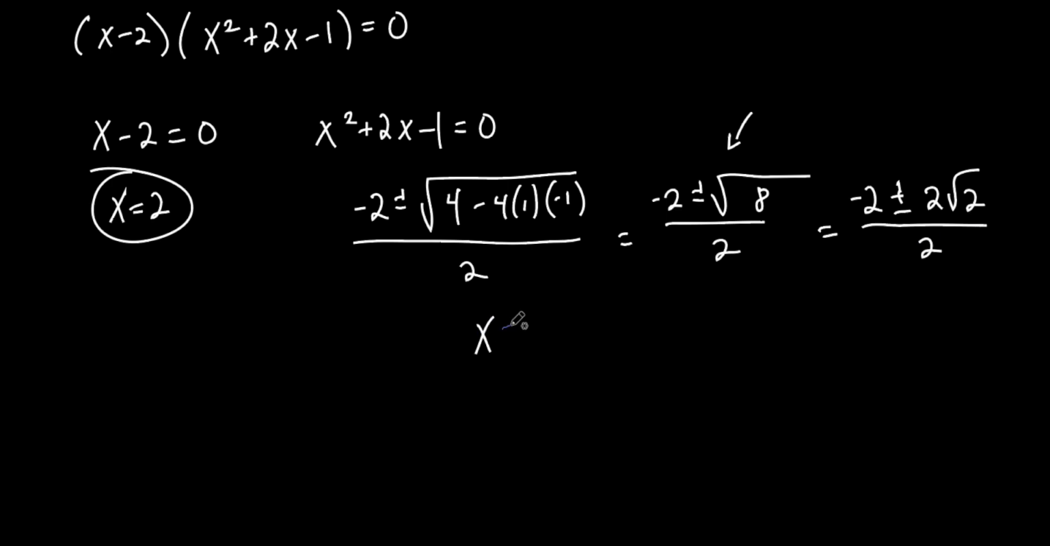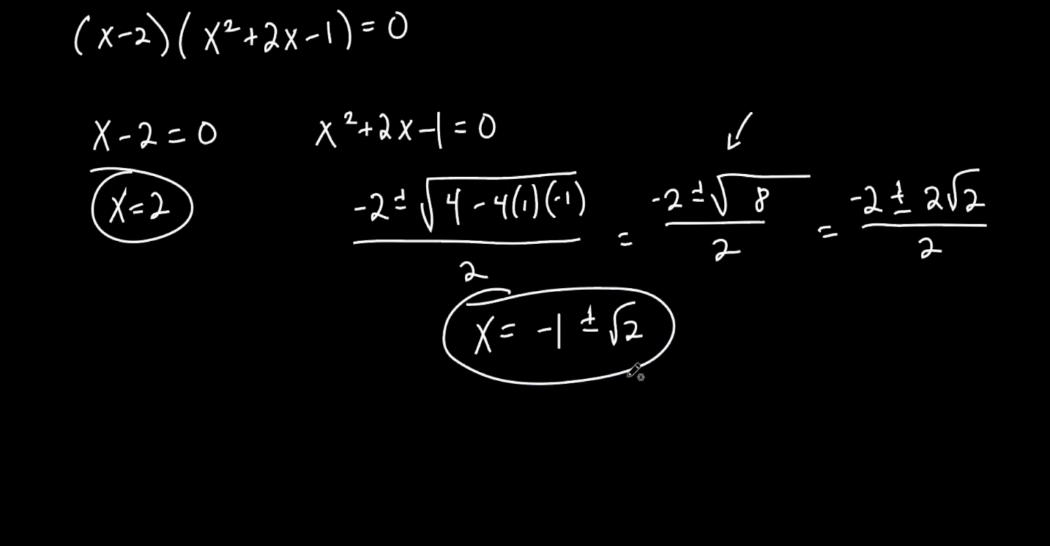We're almost done. X equals, what happens here? That's negative 1 plus or minus, that cancels with that, and then I got square root of 2, and that is my answer. Should have 3 answers. Do you have 3 answers? Yeah, there's 1, there's 2, there's 3. And that's your answer right there.